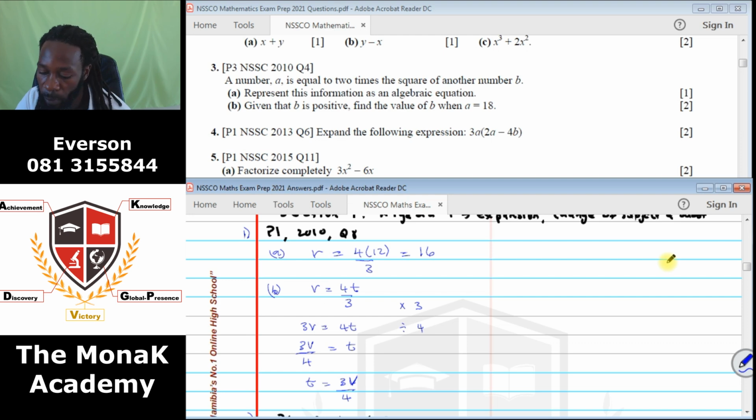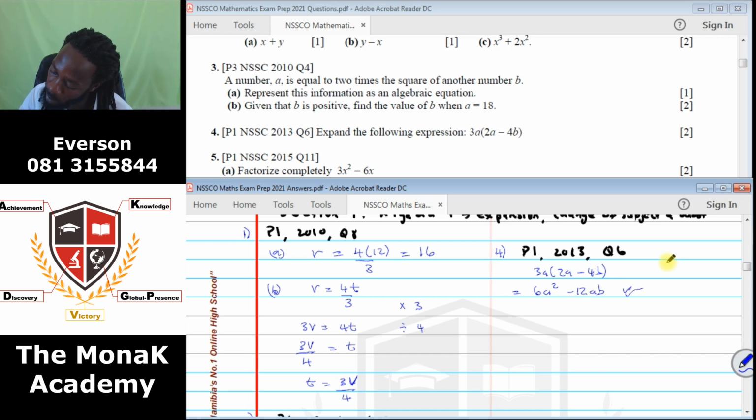We come to number 4. Number 4 comes from paper 1 of 2013, question 6. Expand the following expression. So 3a(2a minus 4b). Okay, we expand. Numbers on their own, 3 times 2 is 6. A times a, it's a to the power 2, minus 3 times 4, it's negative 12. A times b, it's ab. Since it's just expansion, it ends there.